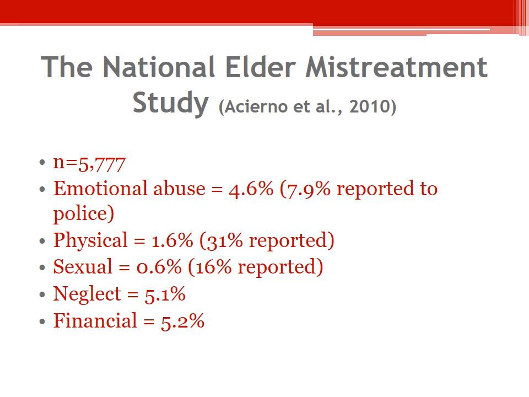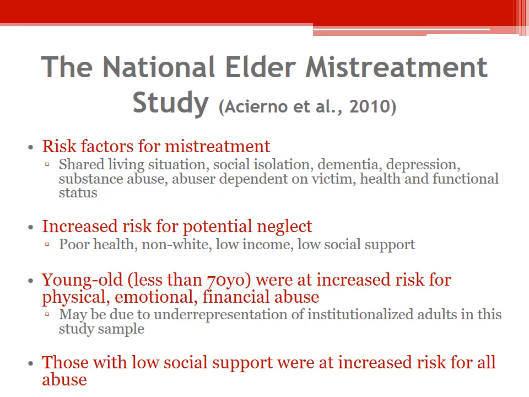1.6% of all subjects had suffered physical abuse. And among that number, only 31% reported that to the police or any other authorities that could act on it. 0.6% of those 5,777 subjects had reported sexual abuse, with only 16% of it reported to authorities. A little over 5% of subjects reported some form of neglect, and 5.2% had reported some financial abuse or financial exploitation of them.